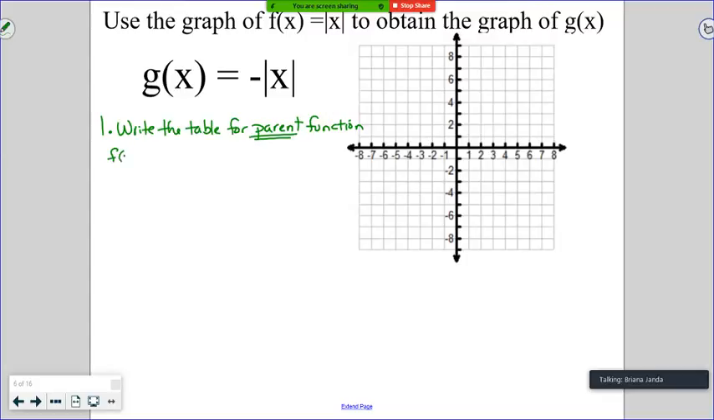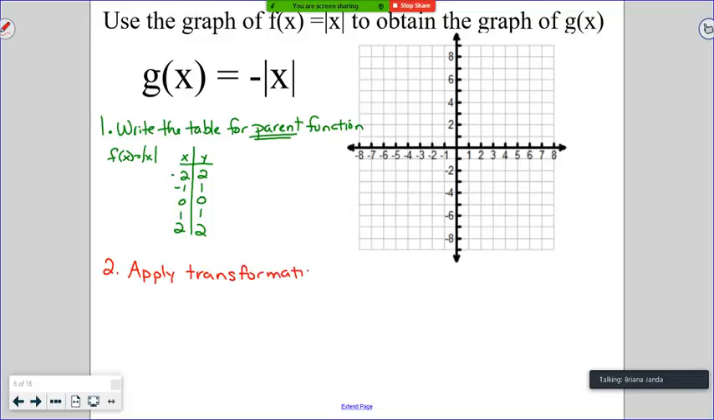In this example, our parent function, as listed in the directions, is the absolute value of x. So if I go to my cheat sheet and find the table for that, I'm going to use the extended table here, or I just plug these numbers back into the function. I don't have to have it memorized. It's just taking the absolute value of every number that I plug in there. After I have gone and got that table, step 2 is now to apply my transformation.